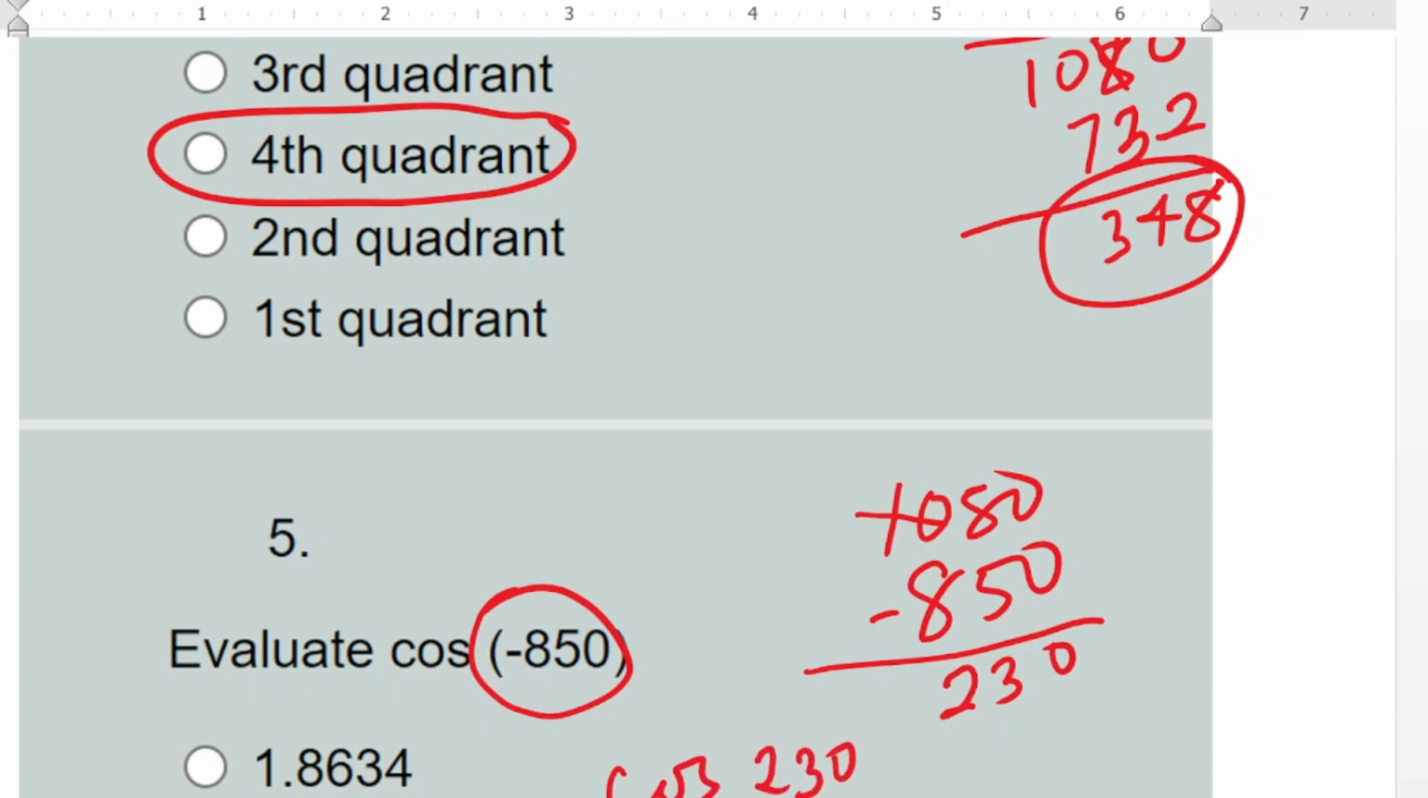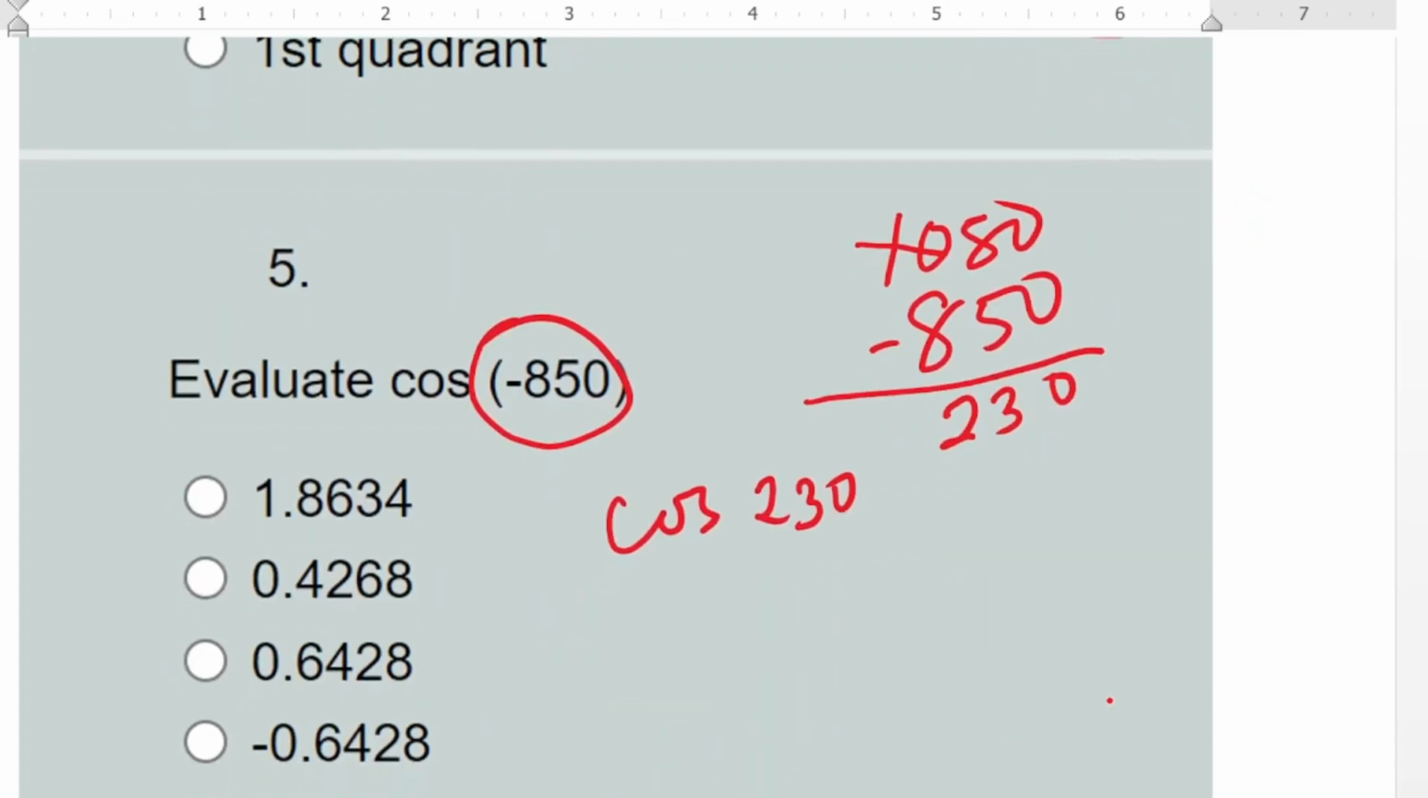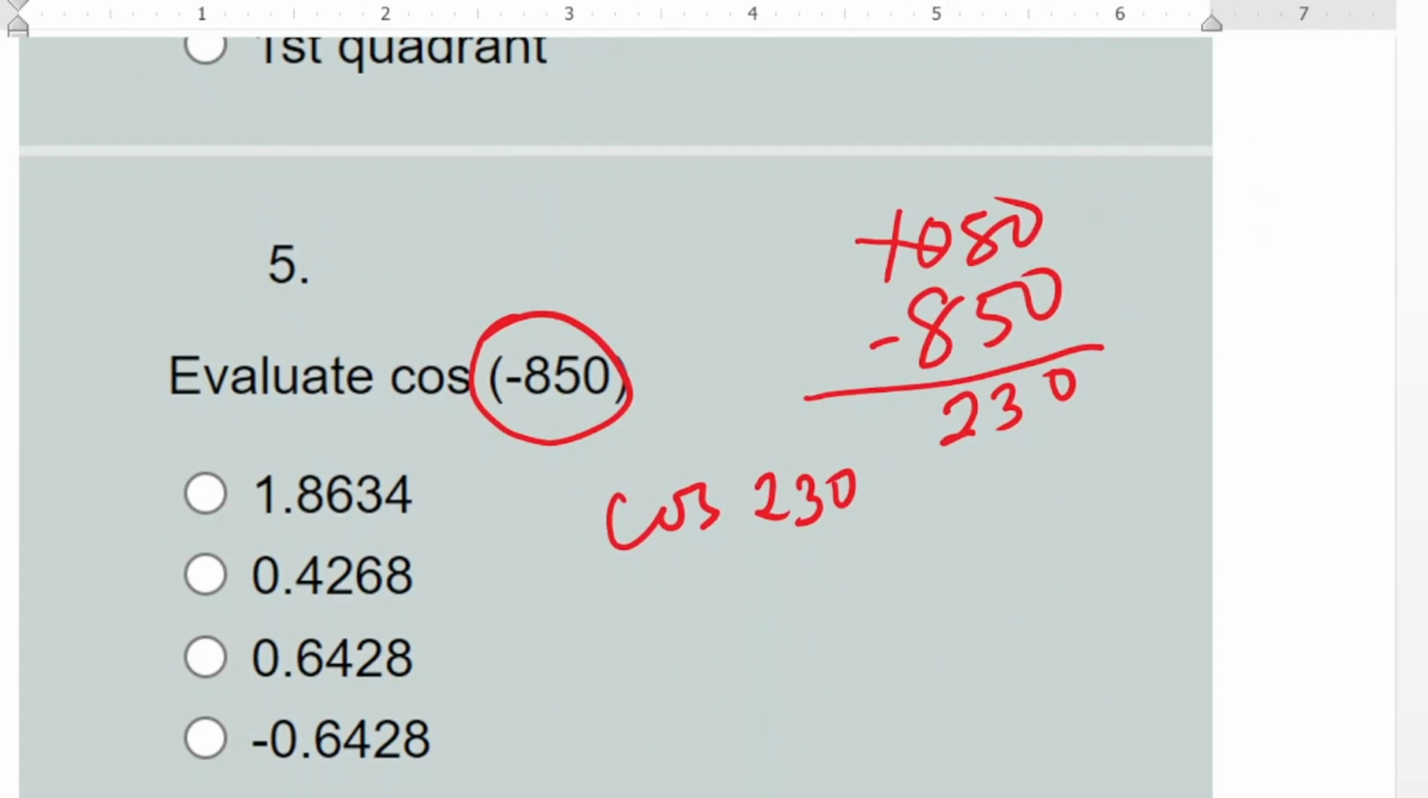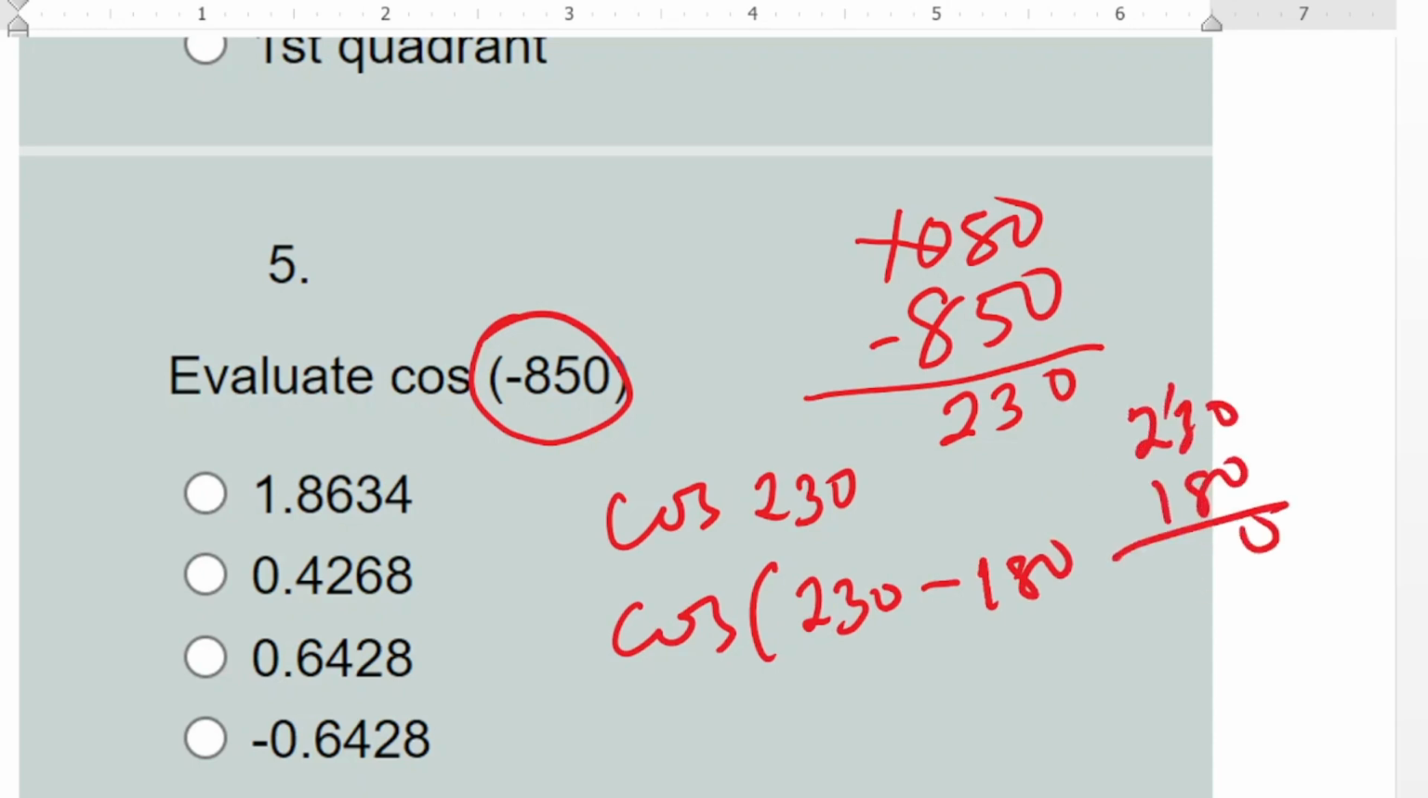Cos 230, we can't find it on the four-figure table. So you can decide to use your calculator and get your answer straight, or you use what you normally do to solve it further. Here we ask, this 230 falls in which quadrant? That is the third quadrant. In the third quadrant, this is supposed to be cos of 230 minus 180, which is 50. So that is going to be cos 50.